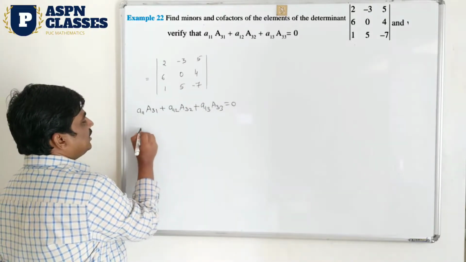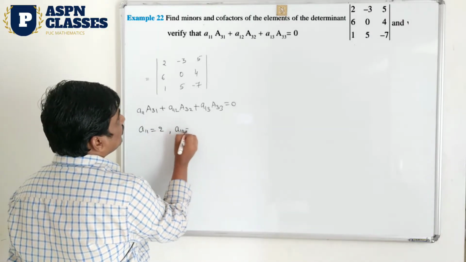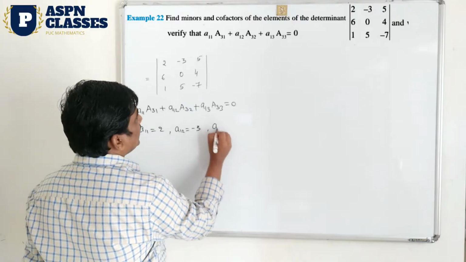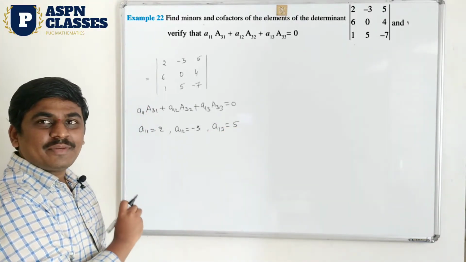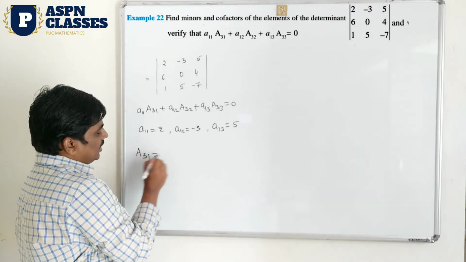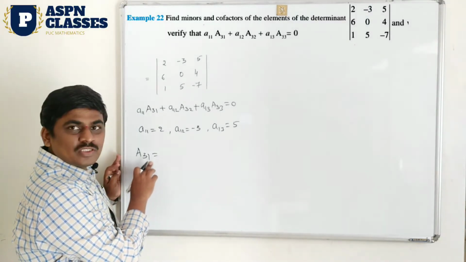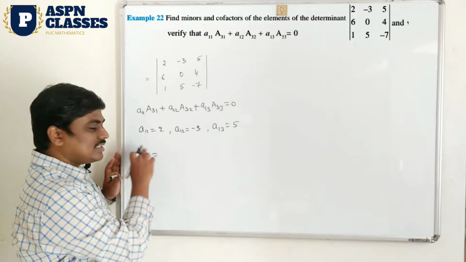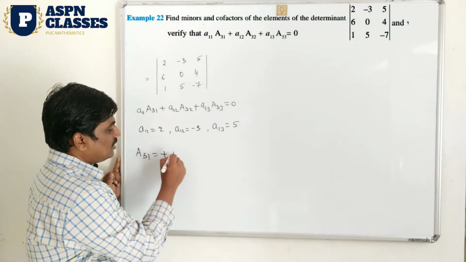First, write the elements: a11 is 2, a12 is -3, a13 is 5. A small letter a means the element. Now you have to find the cofactor A31. Here the exponent is 3 plus 1, which is 4. Is that an odd number or an even number? Even, so the sign is plus.